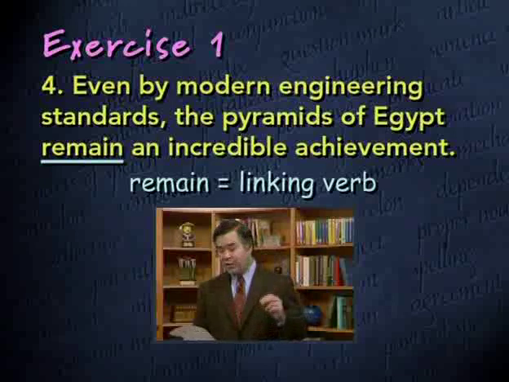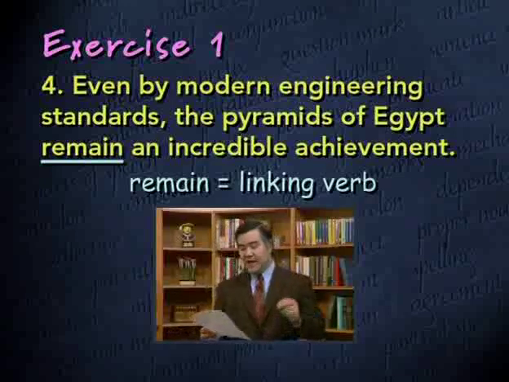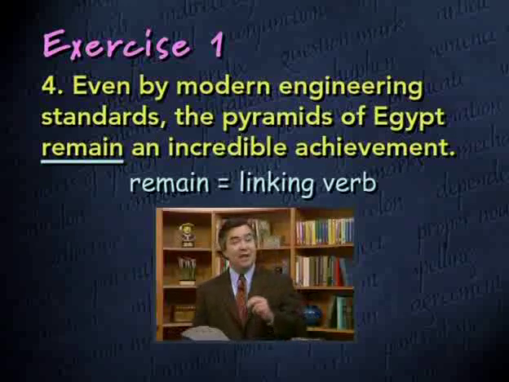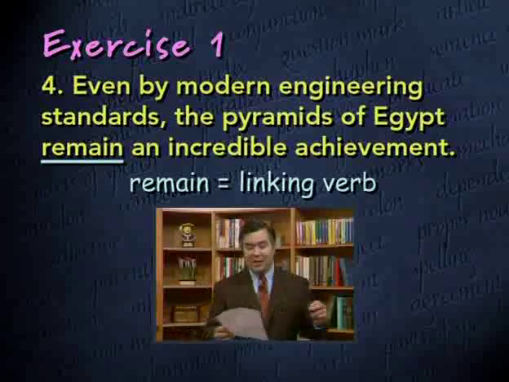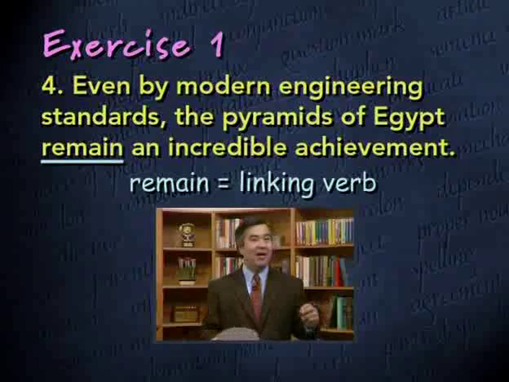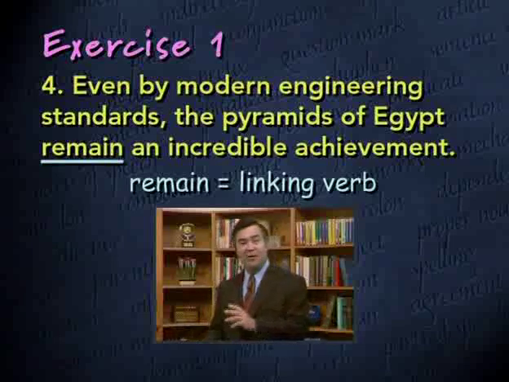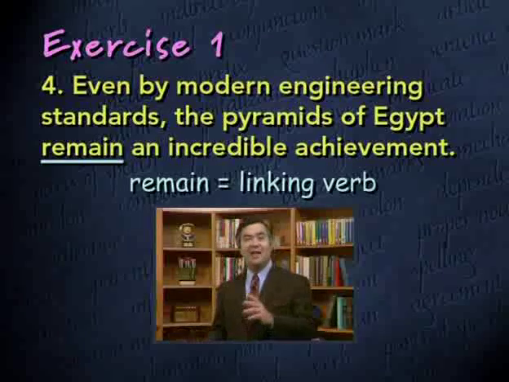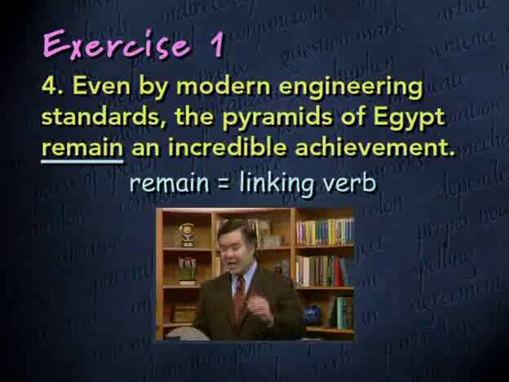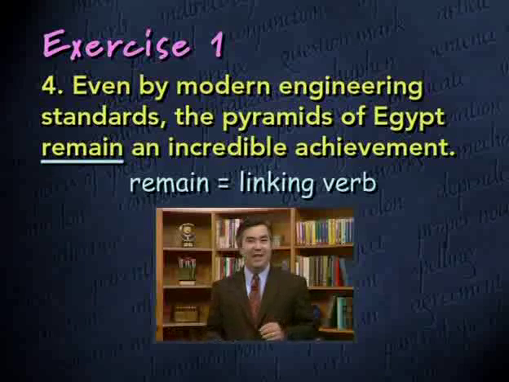And sure enough, what follows the verb remain is an incredible achievement. These words explain what the pyramids of Egypt are. They are an incredible achievement. So what comes before and after the verb in this sentence, those two things are being equated. We're being told that they are the same as one another. And that makes the verb remain a linking verb.